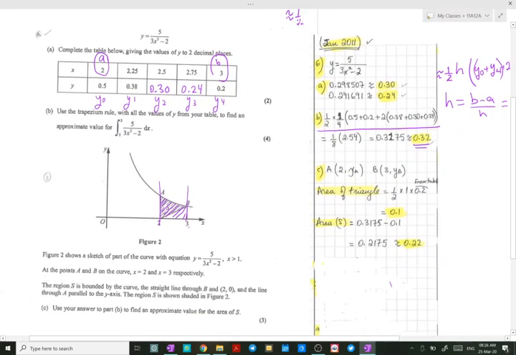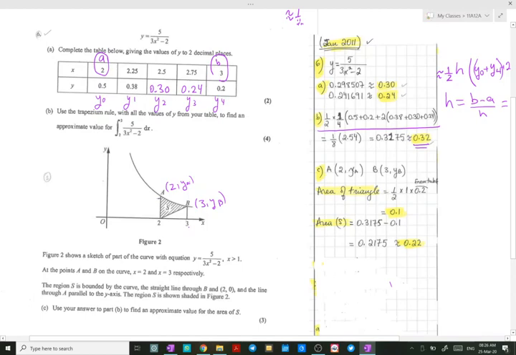We continue. Figure 2 shows a sketch of part of the curve with equation y equals. Add the points A and B on the curve, x equals 2 and x equals 3 respectively. So the x of A is 2, we don't know the y, and the x of B is 3 and we don't know the y, but we should know the representation of the y.